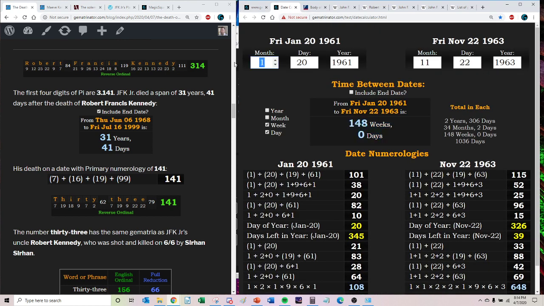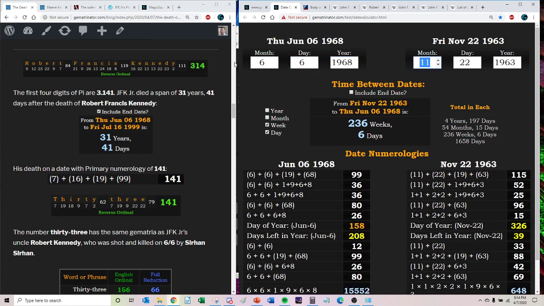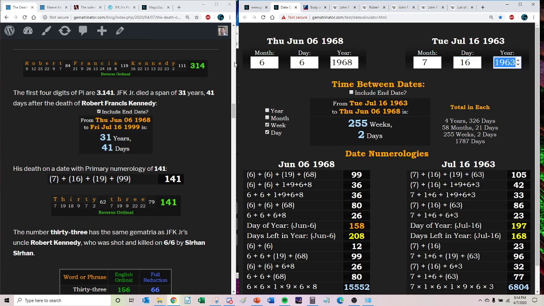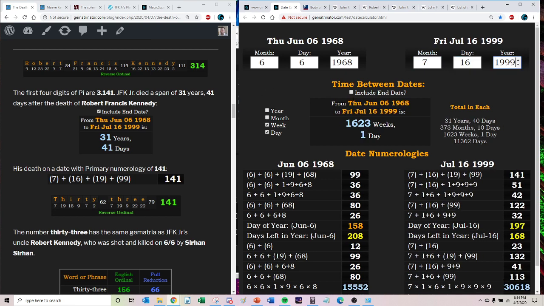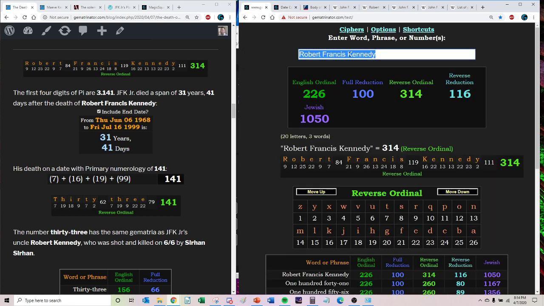But what's really interesting is that when you measure from the death of Robert F. Kennedy to the death of JFK Jr., you get 31 years and 40 days. Now, if you include the end date, you get 3141. Those are the first four digits of pi. So 141, the first three digits after the decimal.